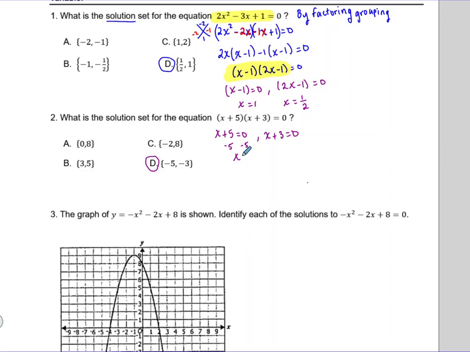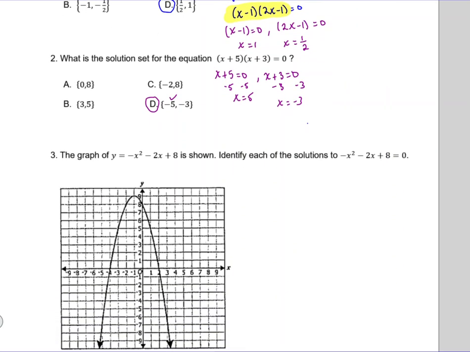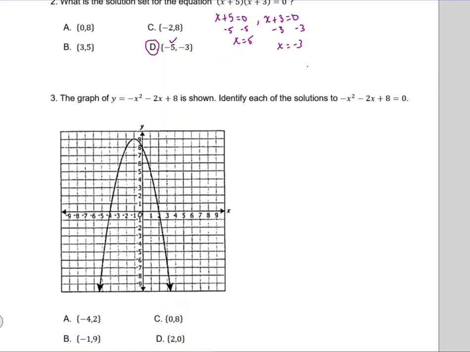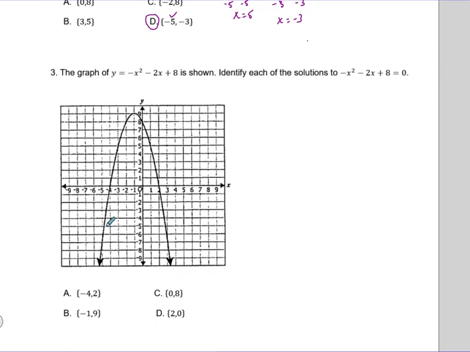So you have x equals -5. That's my first answer. And then x equals -3, and that's my other answer. But honestly, for Desmos or for SOL, please just make sure to graph it and find your solutions first.